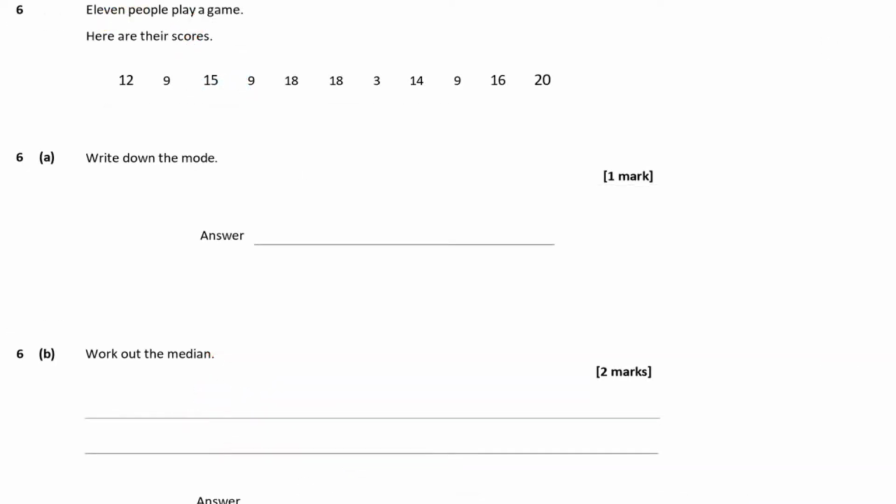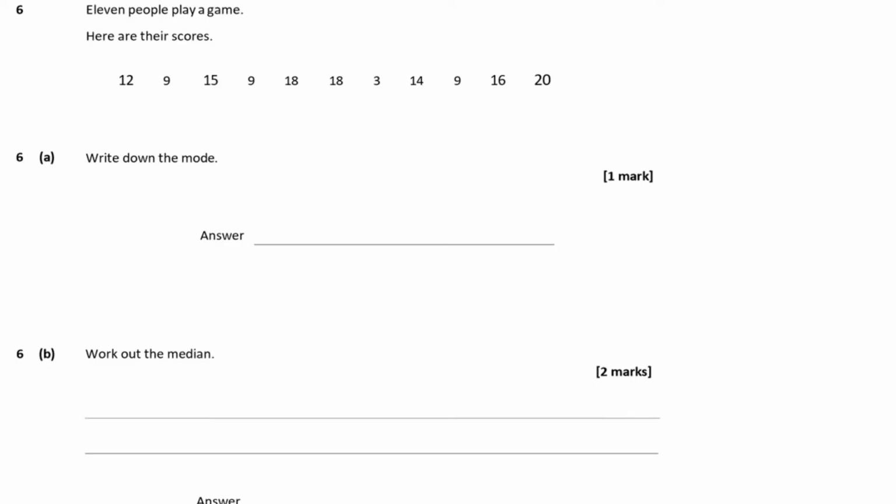Question 6, 11 people play a game. Here are their scores. So I've got a list of different scores. I've got 12, 9, 15, 9, 18, 18, 3, 14, 9, 16 and 20. Now I need to write down the mode. Now mode is a type of average, and it's the most frequently occurring value, isn't it?